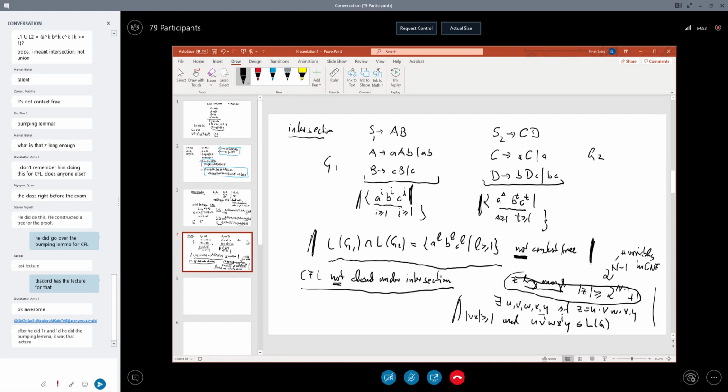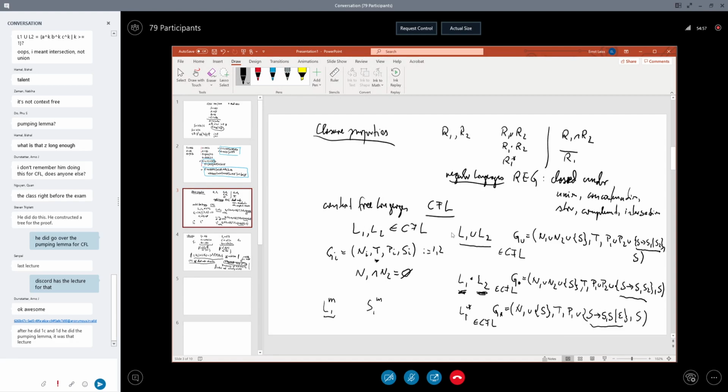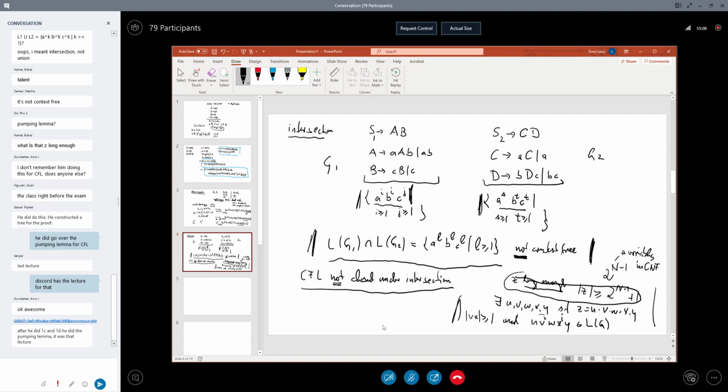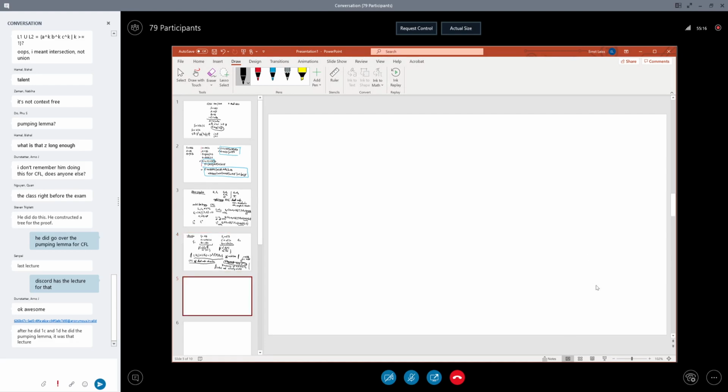So we've seen that context-free languages are closed under union, they are closed under concatenation, they are closed under star, but they're not closed under intersection. And then the last question is, what about complementation?